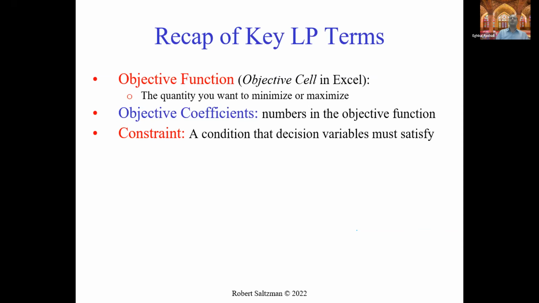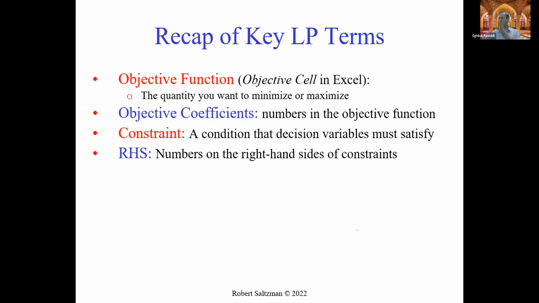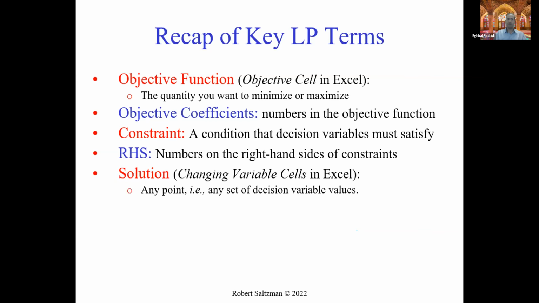That's the coefficient. Constraints are the conditions enforced upon us by the system and the resources that must be satisfied. Right-hand side are the numbers on the right-hand side of the inequality. For example, 1,000, 700, 600 in our model. And the solution is just the changing variable. We call it changing variable in Excel. Those are our decision variables. The value of the decision variables is called the solution.